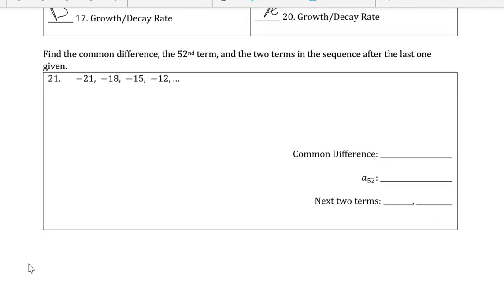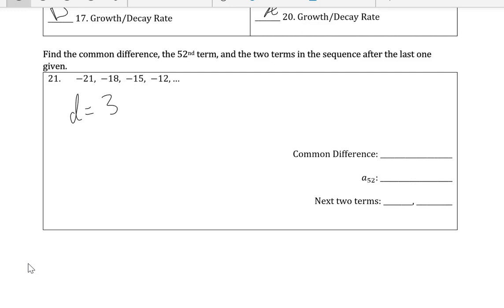Okay, for 21, we have find the common difference, the 52nd term, and the two terms in the sequence after the last one. So looking for the common difference, we're told it's arithmetic. So if I'm looking here, we do negative 18 minus negative 21. So we'd find our common difference, D, is equal to positive 3.